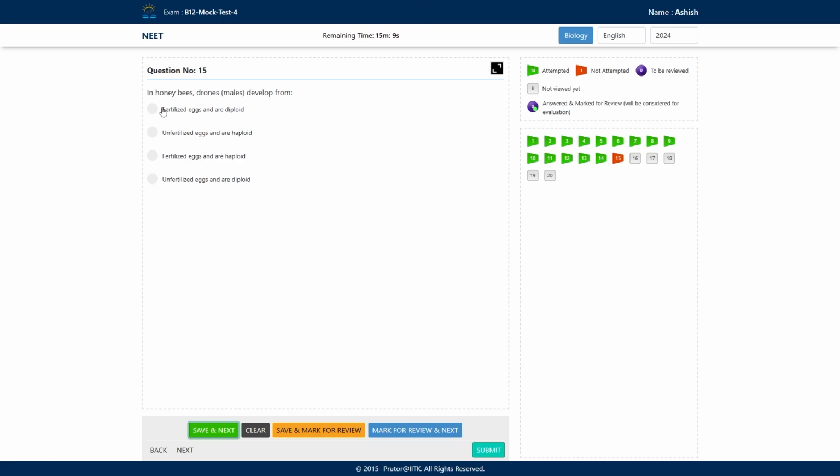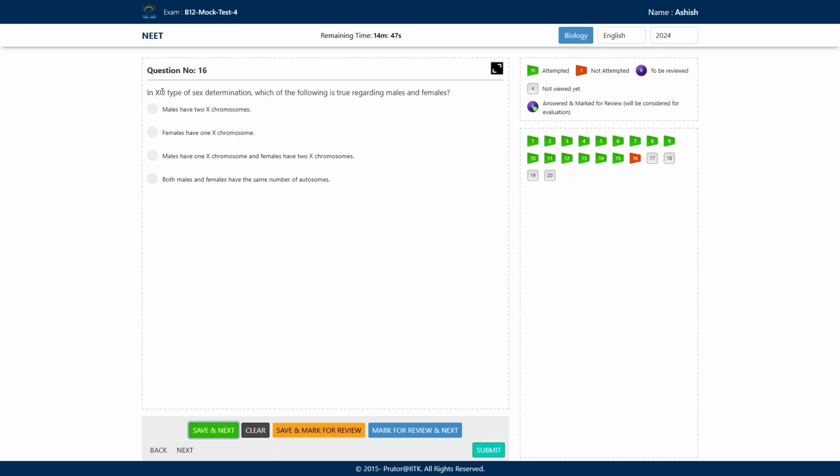Okay, the correct answer. In honeybees, the haplodiploid system is observed. Here the males are haploid and they develop from unfertilized eggs. The females are diploid because they develop after fertilization. And the males have half the number of chromosomes as compared to females.